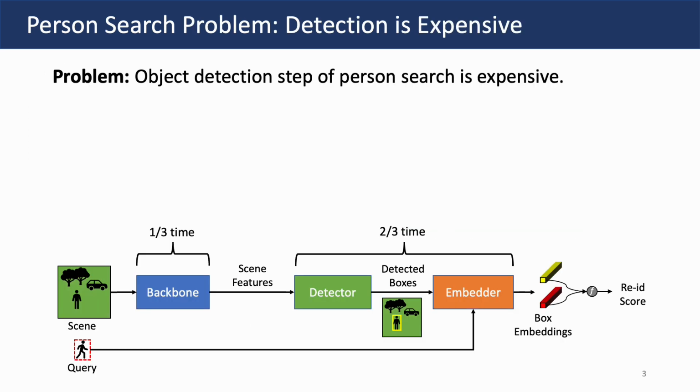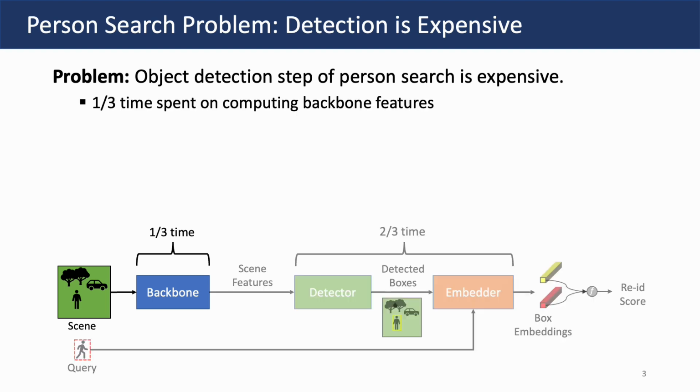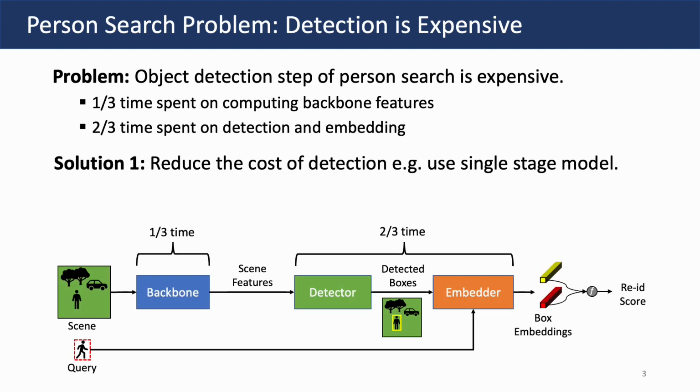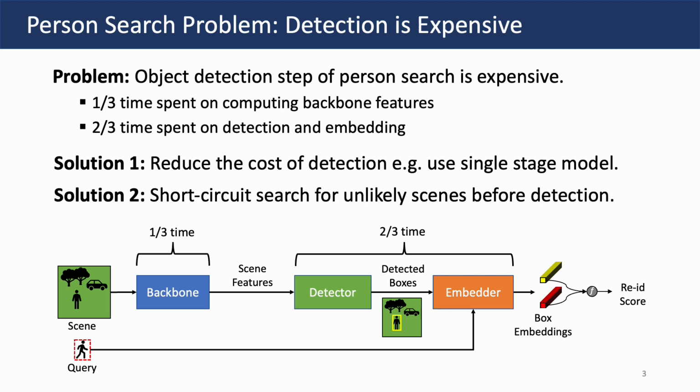If we want to do person search efficiently, then we need to address a problem. Object detection is expensive. In practice, for person search, about 1/3 of the time is spent on computing backbone features, and 2/3 of the time on detection and embedding. To address this high cost, we considered two potential solutions. One, we could reduce the cost of detection by using a cheaper detector model, or two, we could short-circuit the person search process for unlikely scenes before detection, avoiding the expensive cost altogether. This is the approach we consider.